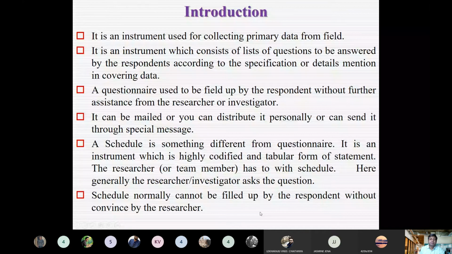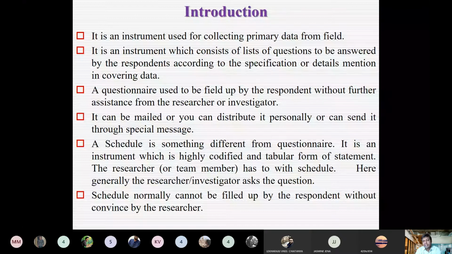See, it is an instrument usually used for collecting primary data from the field. It is an instrument consisting of a list of questions to be answered by the respondent according to the specification or details mentioned in the covering data.